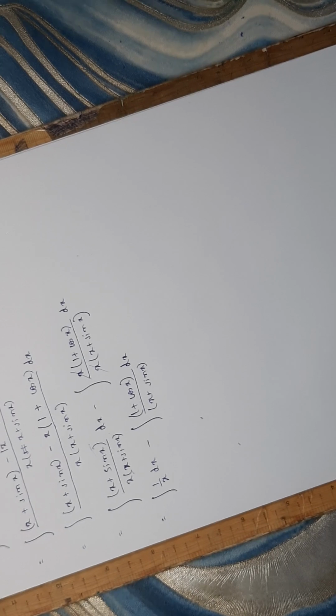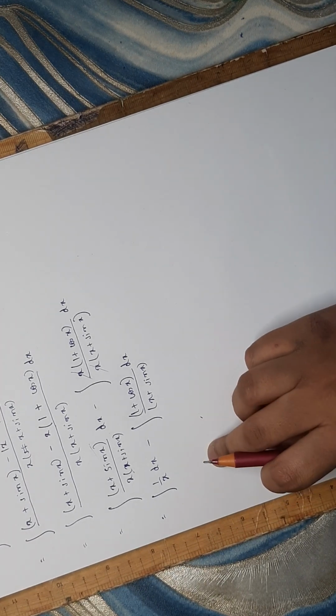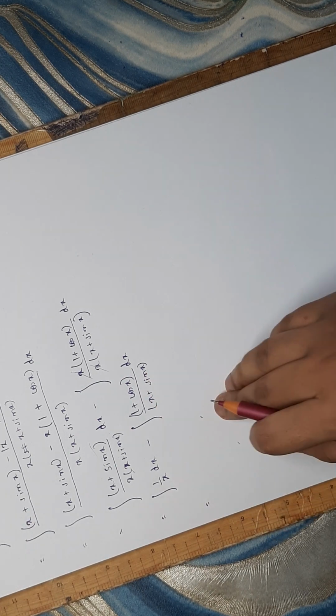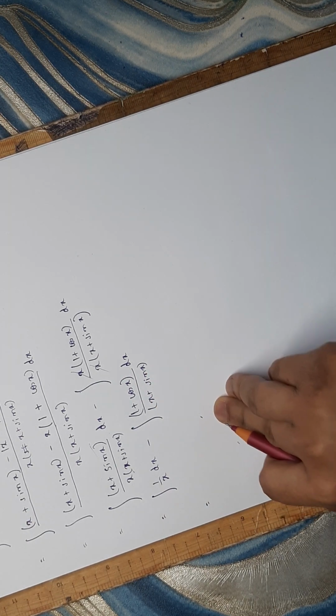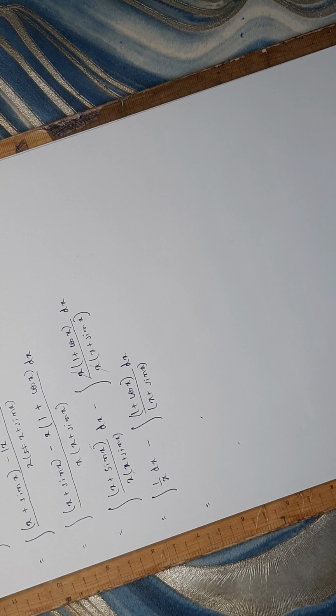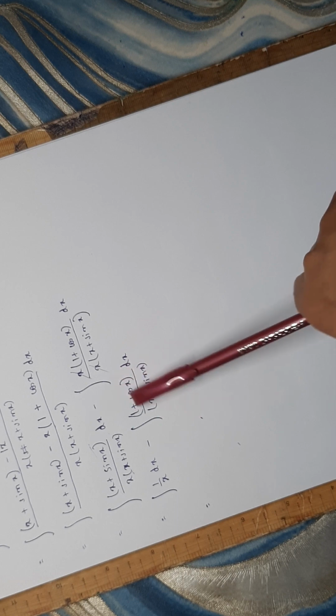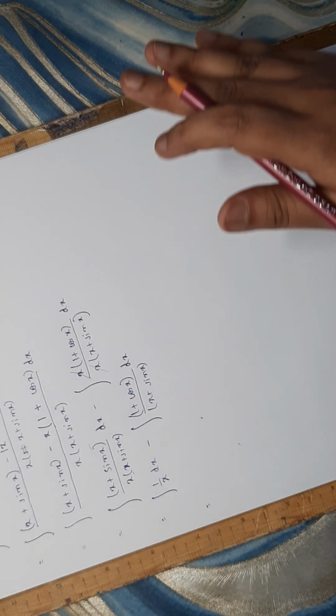Now what next? 1 by x into dx, right? How shall you integrate it? We have already done it before. All right, 1 by x integration is not a very difficult thing, but what is the catch here is how will you integrate this particular part? This also we have done before actually.